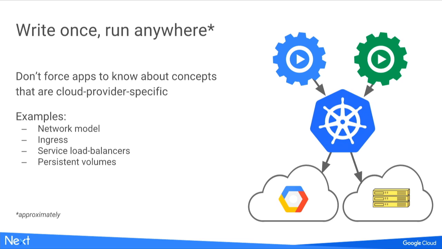So we've talked about the network models. Another good example of this is volumes. If you're running on Google's cloud, you're most likely using Google's PDs, Google's persistent disks, which can be mounted into your containers. But if you're running on bare metal, you might instead have persistent volumes that are backed by NFS.